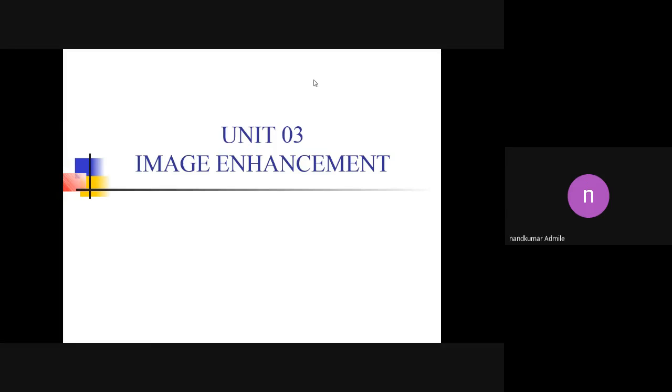So basically, what is image enhancement? Can anyone tell again what the definition of image enhancement is? Lakshay answers: it is the process of clearing an image. Very good.